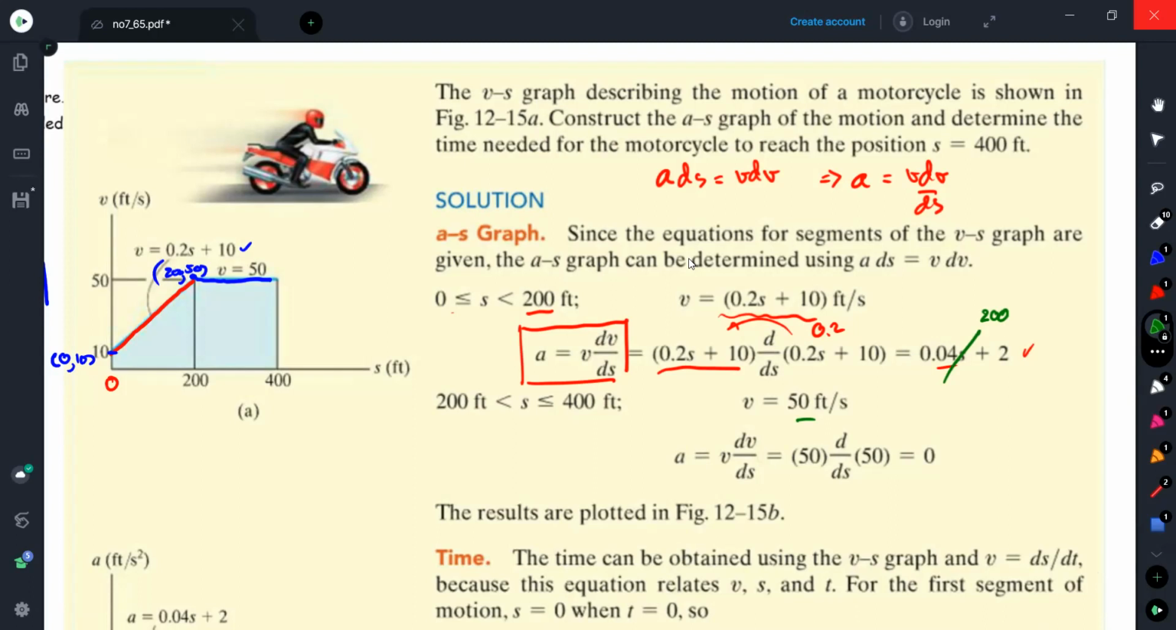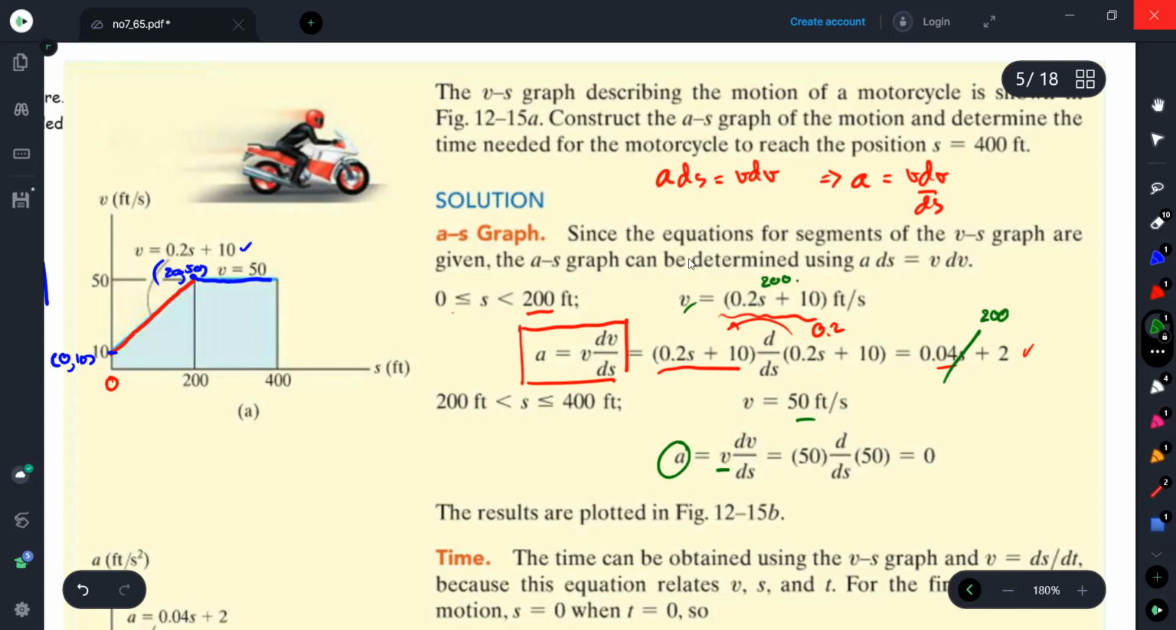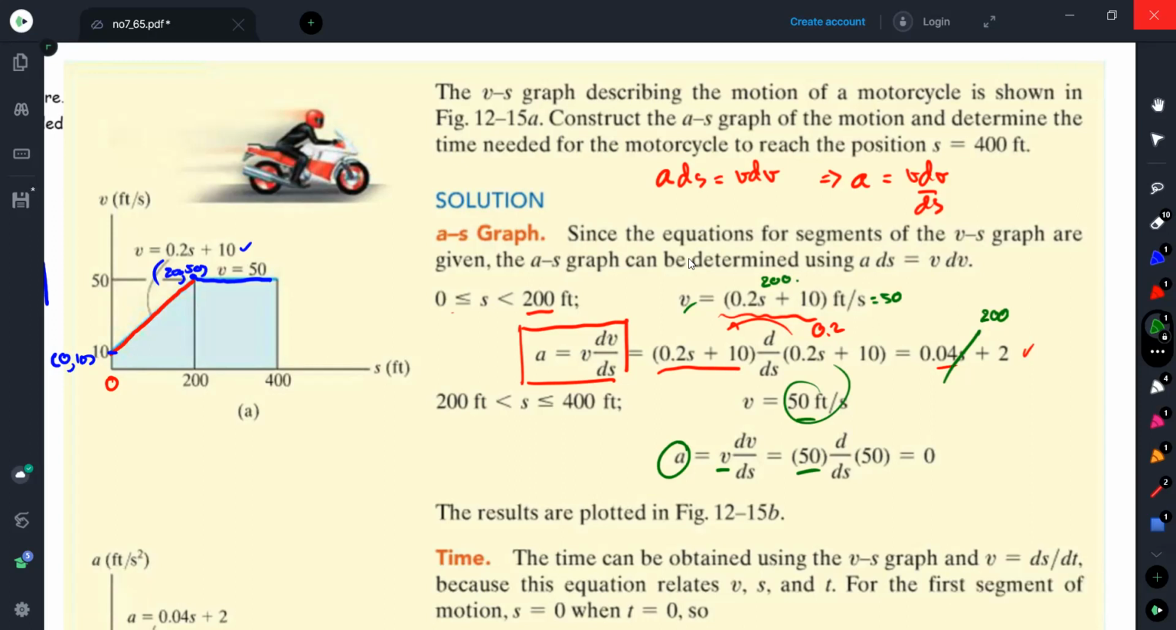For that, when we determine the acceleration, acceleration is equal to v dv by ds. The v equal to 50 comes from when we substitute s equal to 200 into here, and it means we get v equal to 50. After that, when we would like to find the acceleration here, this is the velocity at that point, and the first derivative of velocity, dv by ds, when s equal to 200.